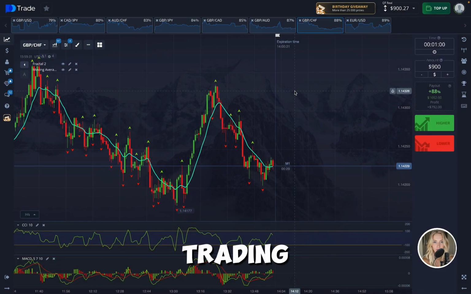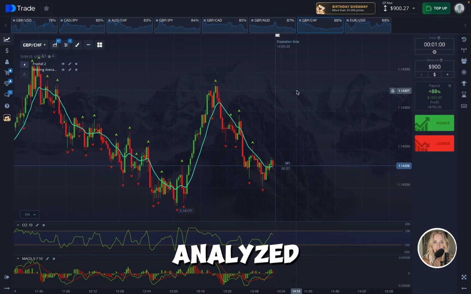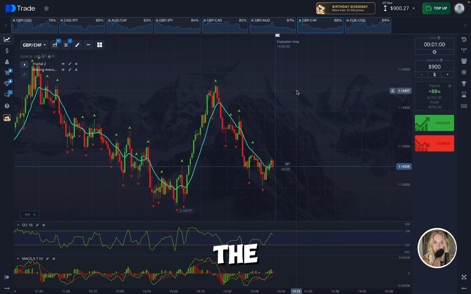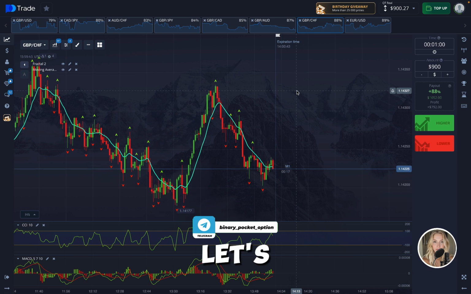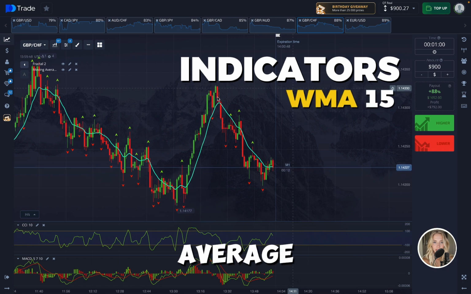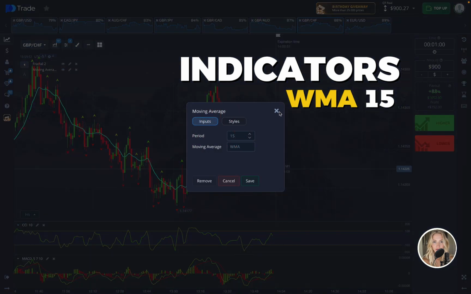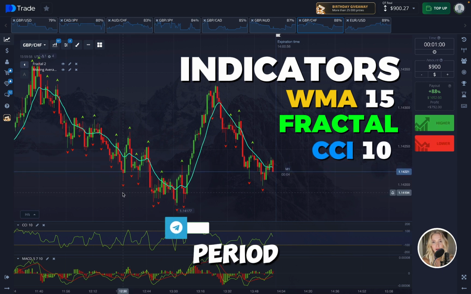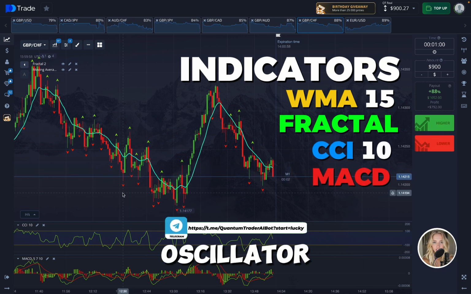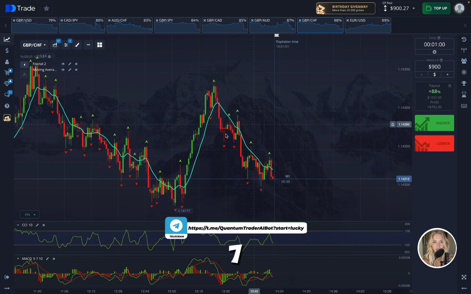So let's start our trading today. I have already analyzed and selected all the currency pairs with the most optimal movement pattern and payout percentages. You can see this selection in front of your eyes. And let's analyze the following indicators today. This is a weighted moving average with a period of 15, a fractal with default settings, the CCI oscillator with a period of 10, and the MACD oscillator with periods of 5, 7, and 10.